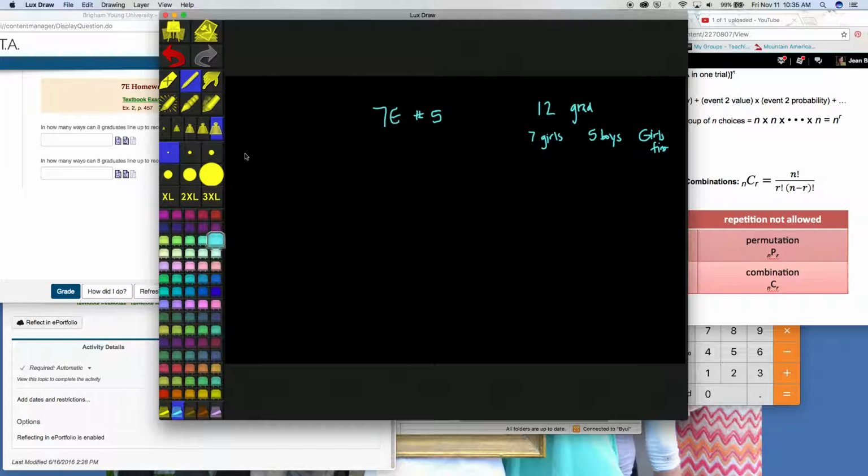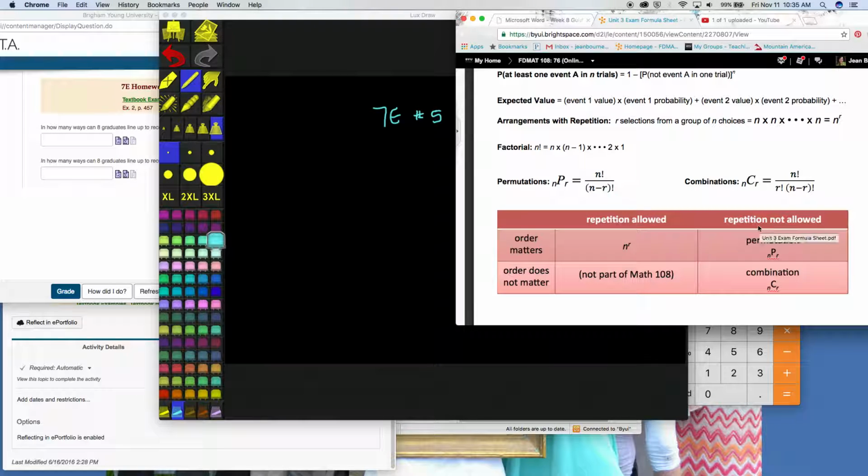So the first part of the question is, how many ways can 12 graduates line up to receive their diploma? So we're going to go back to this chart here. This again is on the exam 3 formula sheet. And it says, is repetition allowed? No, repetition is not allowed because one person can't graduate twice, right? They can't walk twice. So repetition is not allowed, and order does matter because we want to know who's first, second, third, which way we're going to line them up. So we're looking at a permutation.